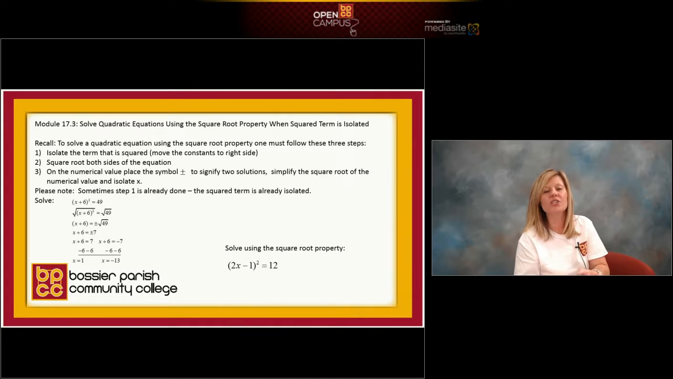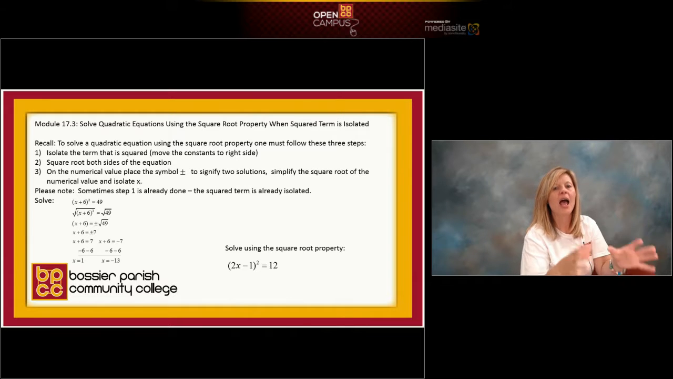So what I want you to notice is that square, that exponent 2, doesn't just belong to the x, it belongs to the 6. That's why it's in parentheses. So our step 1 is done. We already have on the left side the square term isolated, because we can't move anybody. So now this is quick and easy to solve.